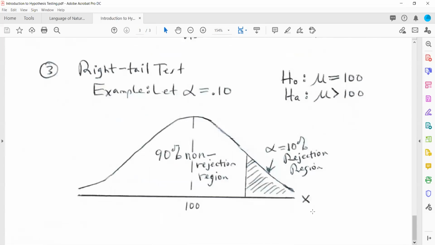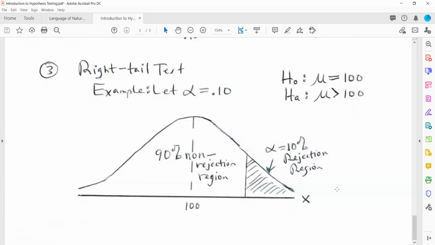And finally, the right tail test would be a case where there is a greater than symbol in the alternative hypothesis. In this case, somebody's proposing the population mean is 100, and you as the researchers are thinking it's much greater than 100. And suppose alpha is 0.10 or 10%, where we believe we can accept a 10% type 1 error. Then we put the entire 10% to the right tail. It's also called an upper tail test, but we can also call it a right tail test. Put the entire 10% to the right.